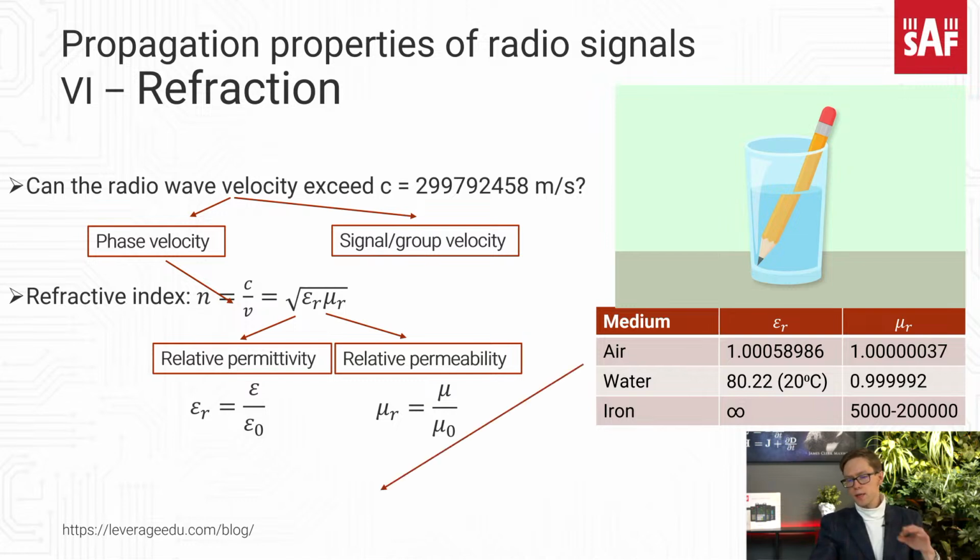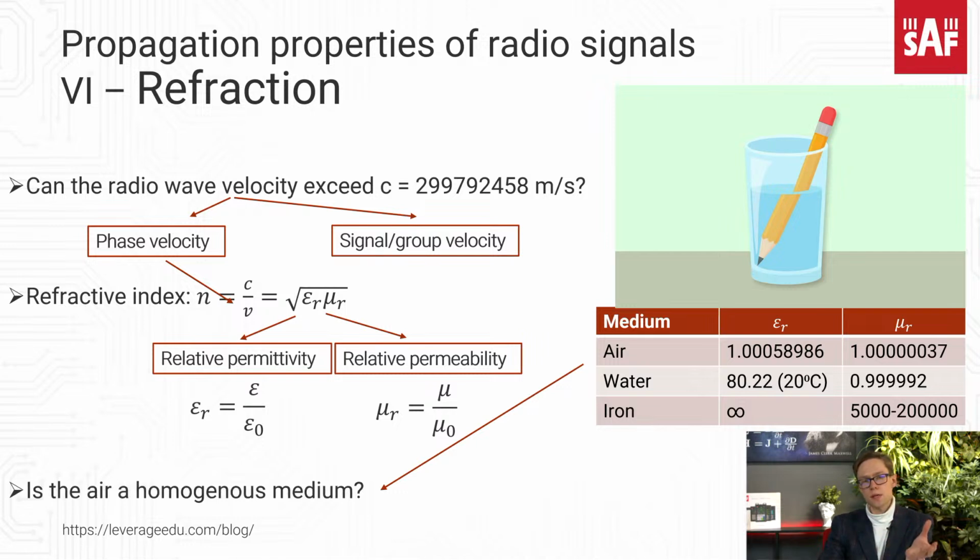And this leads us to the question about the air. Why do we see a phenomenon when the radio wave is not traveling as a straight line? Why does it bend down in the atmosphere? I hope this is a known fact for you. This leads us to a question.